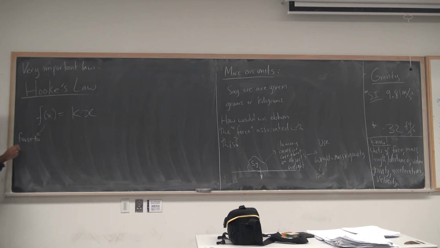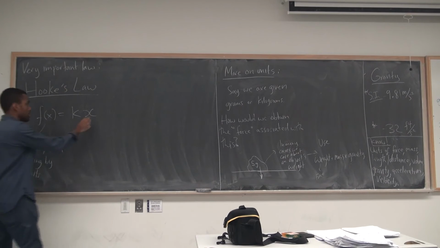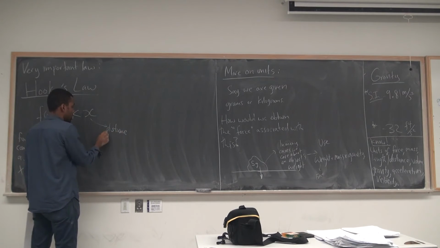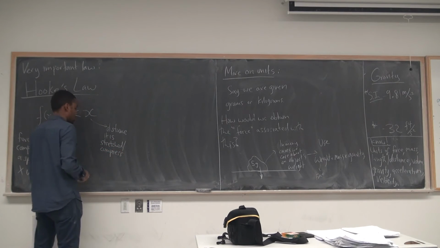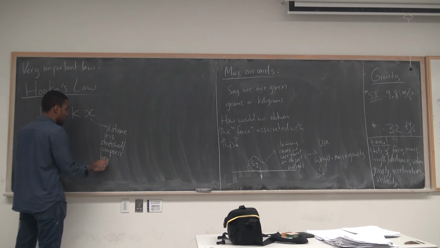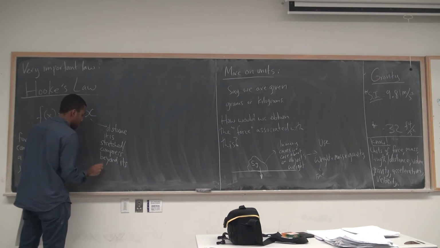You compress or stretch a spring without breaking it, by x units, without deforming the spring, because then all bets are off. x is the distance it is stretched or compressed. With what qualification? Beyond what? Its natural length.